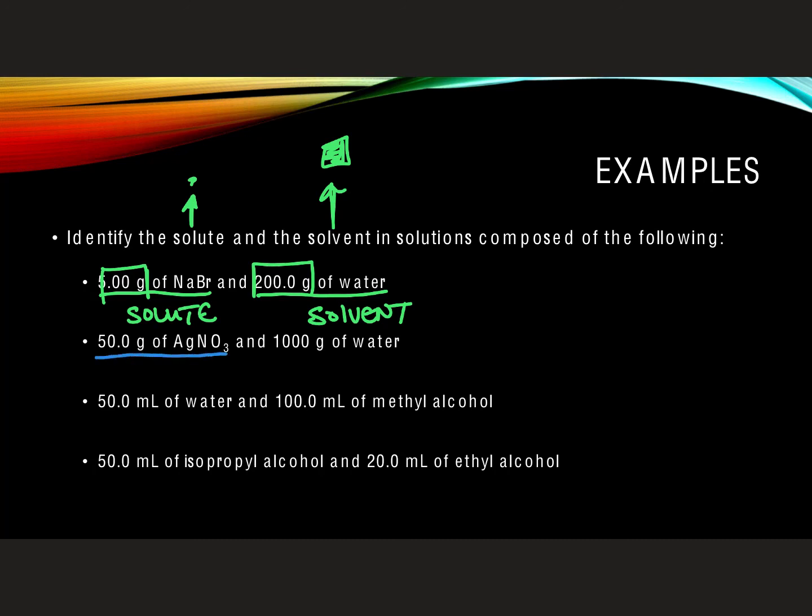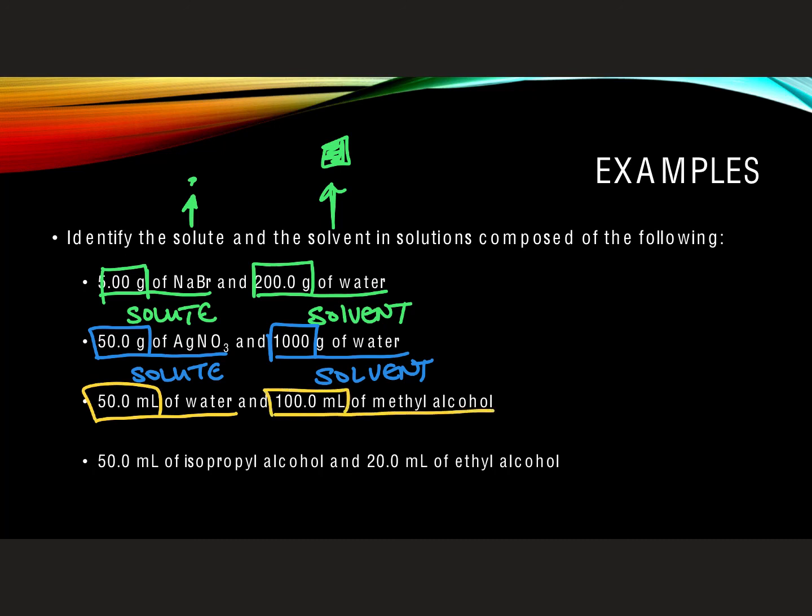Second example, 50 grams of silver nitrate versus 1,000 grams of water. So we're comparing 50 to 1,000. Again, water is the solvent, and in this case, silver nitrate is the solute. Third example, we have 50 milliliters of water and 100 milliliters of methyl alcohol. In this case, we have less water than the second component, so the water is the solute, and the methyl alcohol is the solvent. And then in the last example, we have 50 milliliters of isopropyl alcohol and 20 milliliters of ethyl alcohol. 50 is more, so this is our solvent, while the 20 milliliters is the solute.